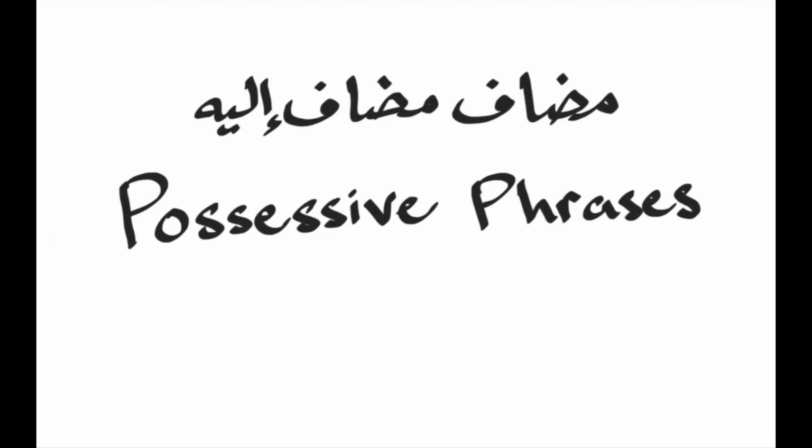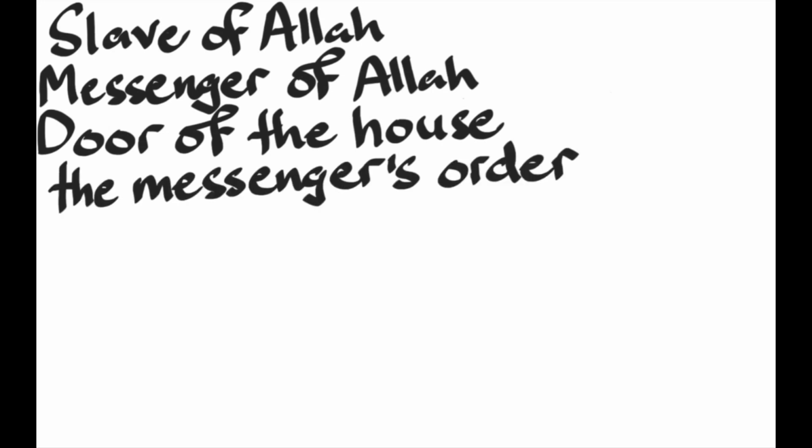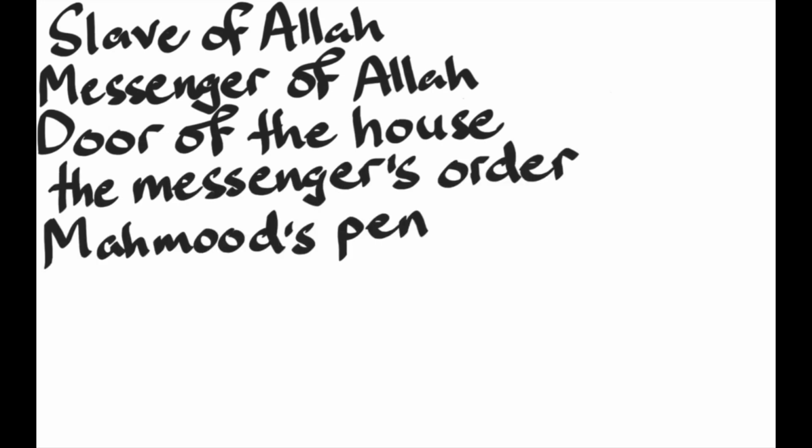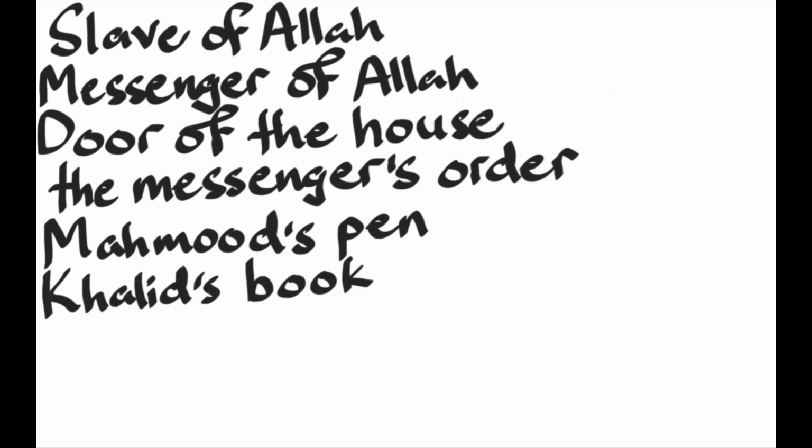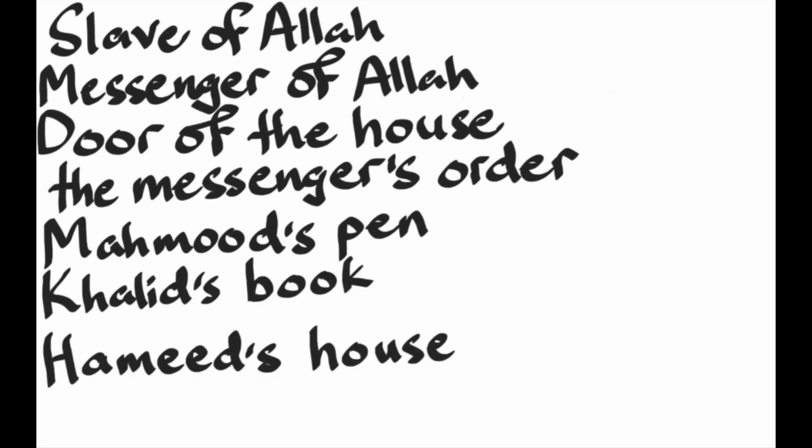In this video, I'll be showing you how to translate possessive phrases, or phrases which indicate possession. For example, slave of Allah, messenger of Allah, door of the house, the messenger's order, Mahmud's pen, Khalid's book, Hamid's house. All of these sentences indicate the possession of something by another.